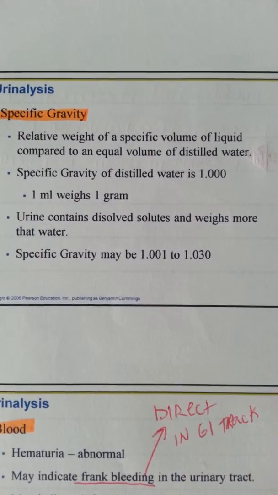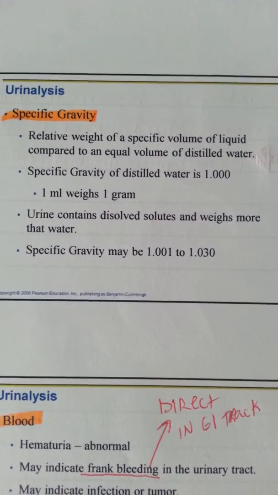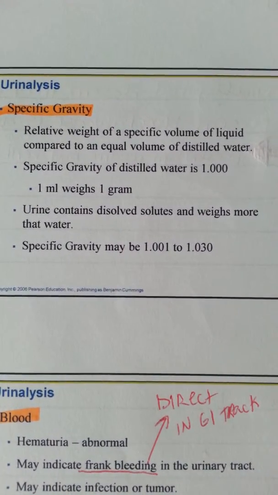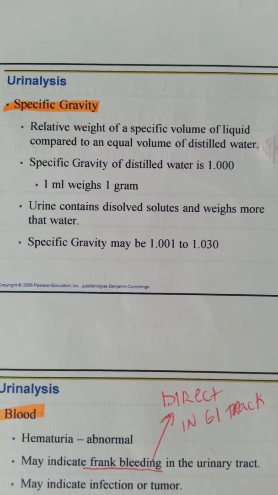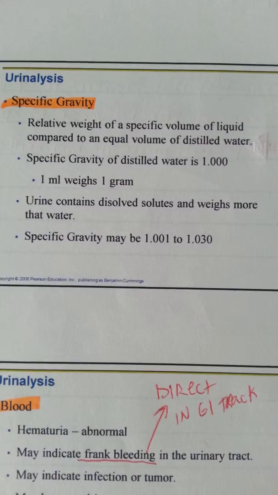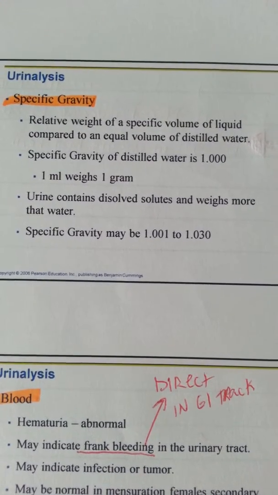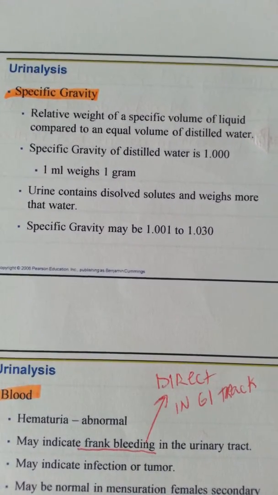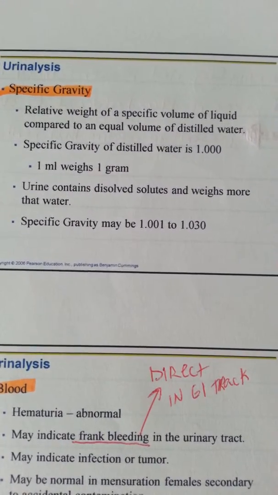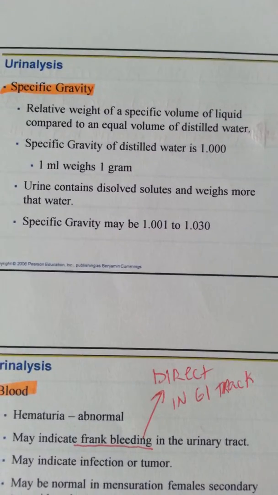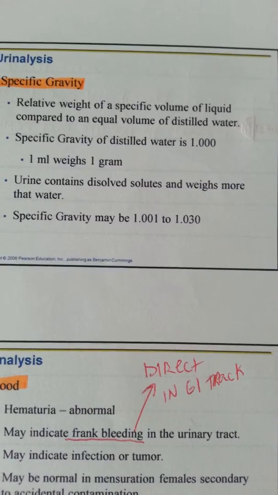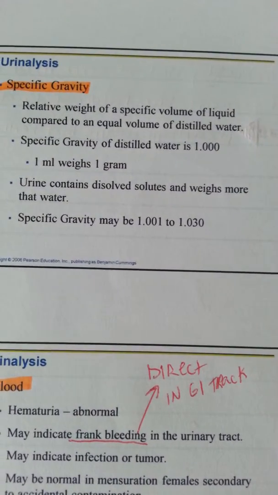Next, we have the specific gravity here, which is the relative weight of a specific volume of liquid compared to an equal volume of distilled water. Specific gravity of distilled water is 1.000, meaning 1 milliliter weighs 1 gram. Urine contains dissolved solutes and weighs more than water. Specific gravity may be 1.001 to 1.030. So if your urine specific gravity is between 1.001 and 1.030, you should be fine.